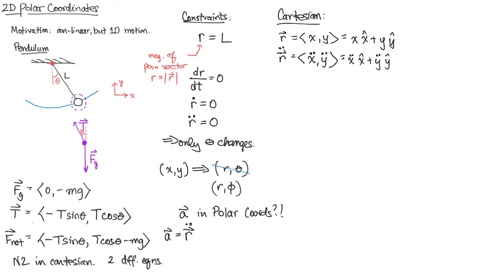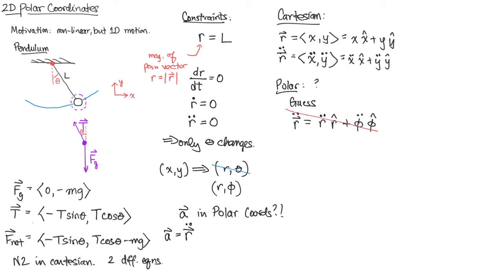Okay, so how about in polar? You might guess that r double dot in polar would be r double dot in the r hat direction plus phi double dot in the phi hat direction. In other words, the form would look the same in Cartesian and polar coordinates, but that is decidedly incorrect.